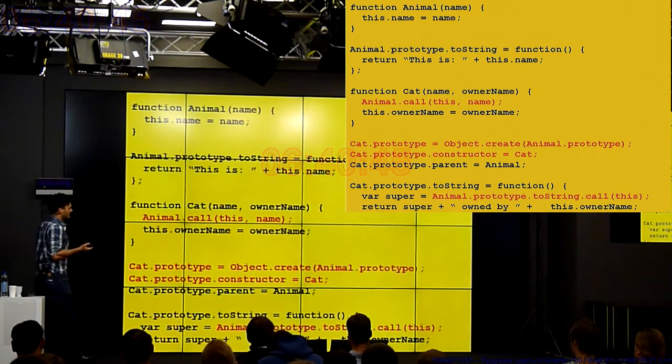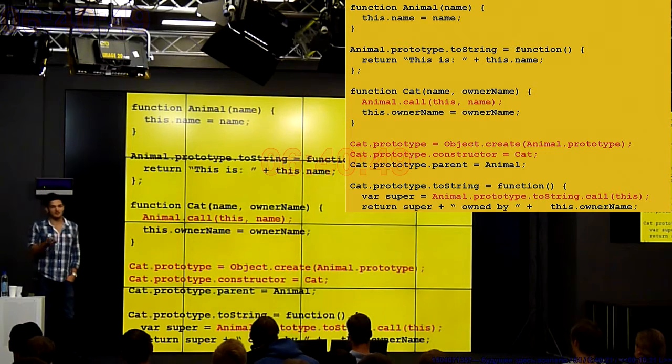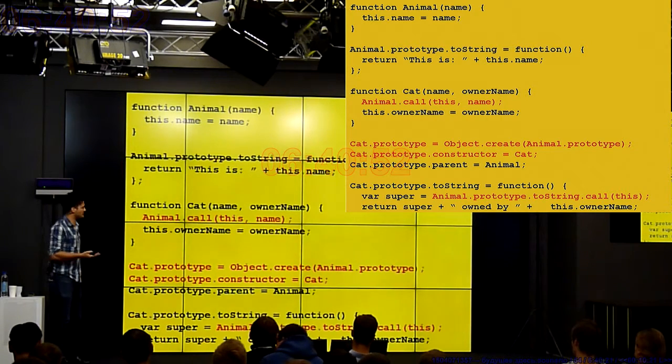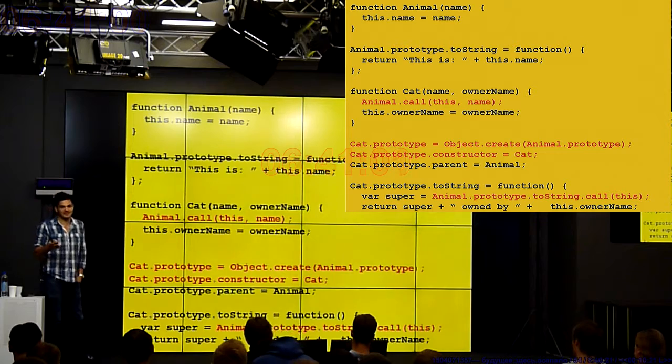Another thing to mention is that the reason why we still have the prototypal inheritance is because ES6 tried to be backward compatible. That was one of the main problems with ES4, that it was breaking things, whereas now with ES6, we try not to break things.